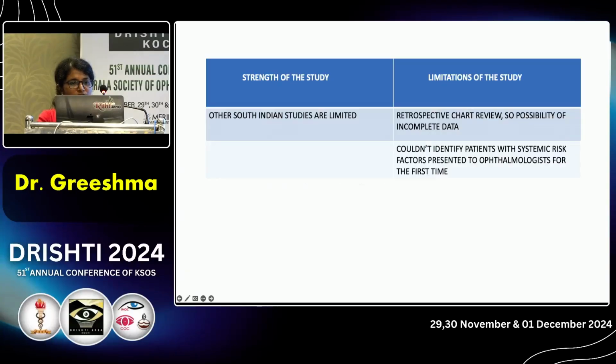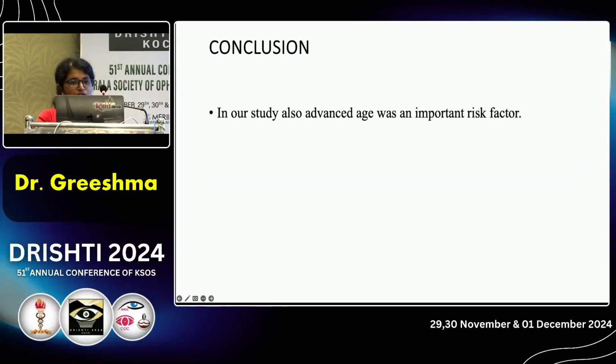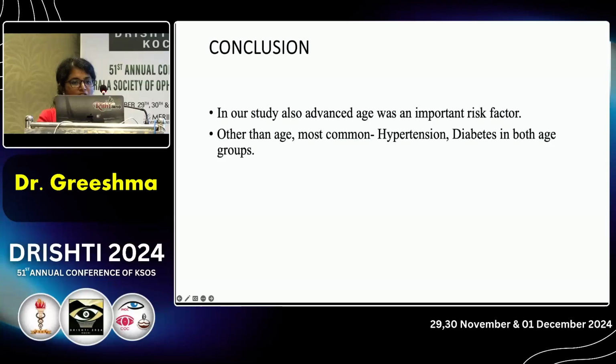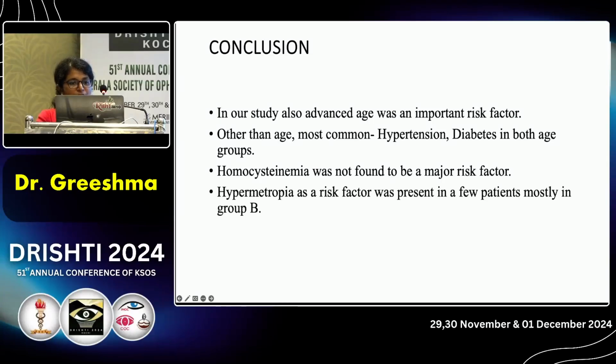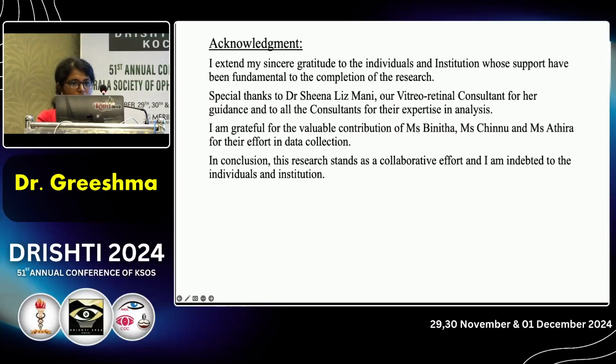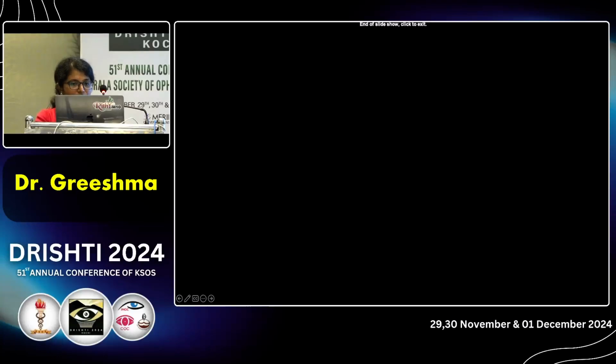So strength of the study was other South Indian studies are limited, and limitations are it is a retrospective chart review, so possibility of incomplete data, and couldn't identify patients with systemic risk factors presented to ophthalmologists for the first time. Coming to conclusion, in our study also advanced age was an important risk factor. Other than age, the most common risk factors were hypertension and diabetes in both the age groups. Homocystinemia was not found to be a major risk factor. Hypermetropia as a risk factor was present in a few patients, mostly in group B. So I extend my sincere gratitude to all my consultants and the institution and all the people who helped in their collection of data. Thank you.